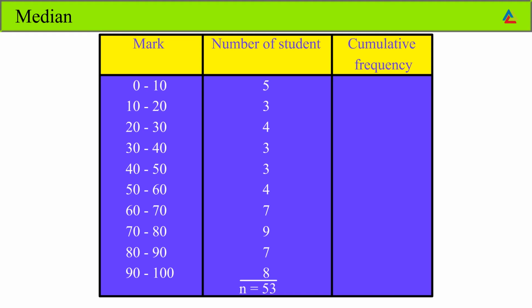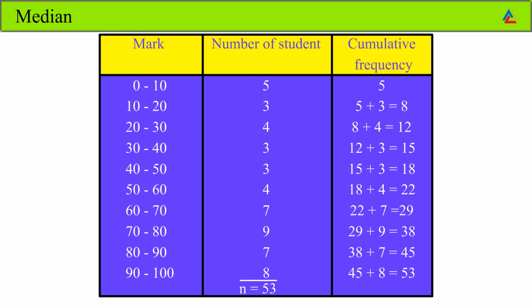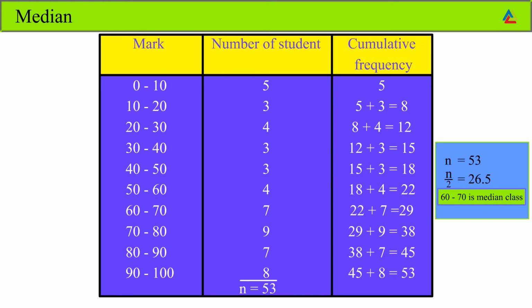This distribution is called cumulative frequency distribution of less than type. We first find the number of students who have scored marks less than 10, then those who have scored less than 20, and so on. This gives us the cumulative frequency as shown. Now we will find n upon 2, which is equal to 26.5.